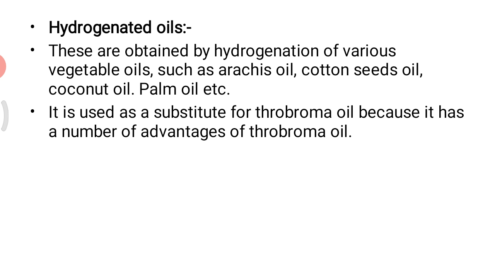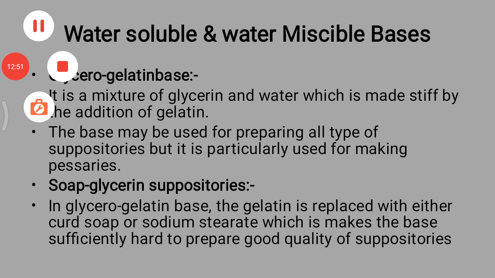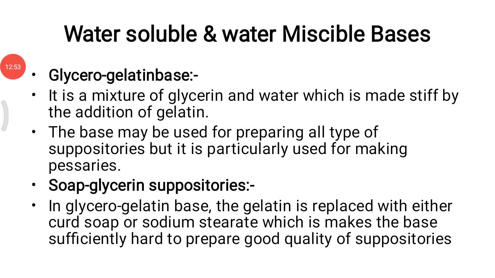त्यानंतर हायड्रोजनेटेड ऑइल कसं तयार होतं आहे, हे हायड्रोजनेशन व्हेरियस जे काही भाजीपाला आहे जसे ॲरेचिस ऑइल असेल, कोकोनट ऑइल असेल, त्यानंतर कॉटन सीड ऑइल असेल, पाम ऑइल असेल, याच्या हायड्रोजनेशनपासून हायड्रोजनेटेड ऑइल तयार होतं. ठीक आहे, हे कशाच्या अंडर पाहिलं आपण फॅटी बेस्ड आहेत, त्याचे काही ॲडव्हान्टेजेस डिसॲडव्हान्टेजेस पण पाहिले. Then the next class of the suppository base is the water soluble and water miscible bases.